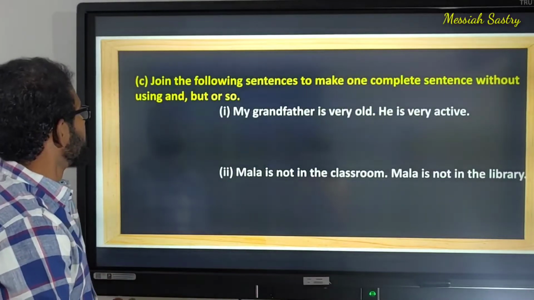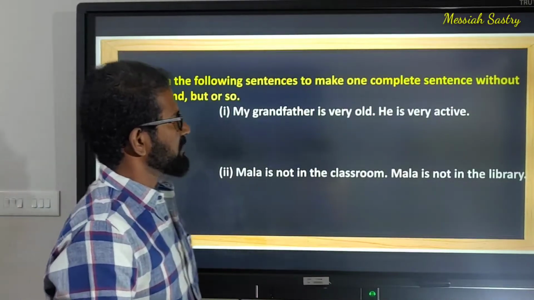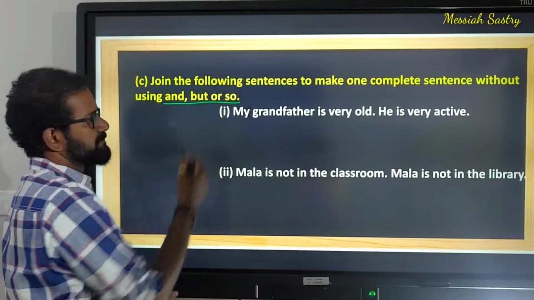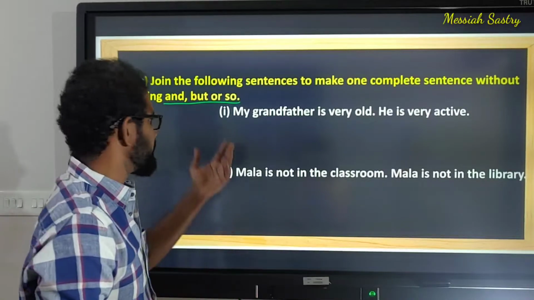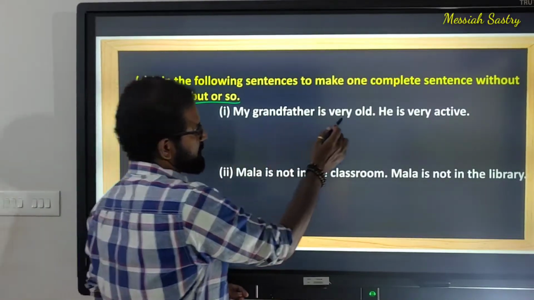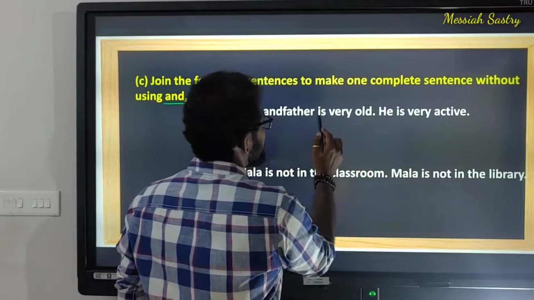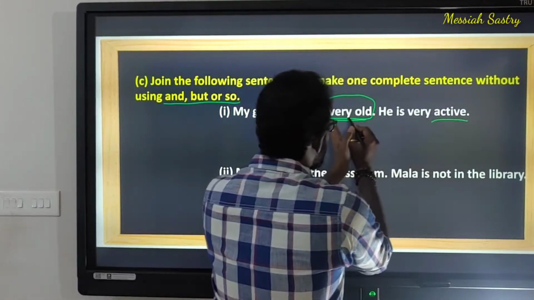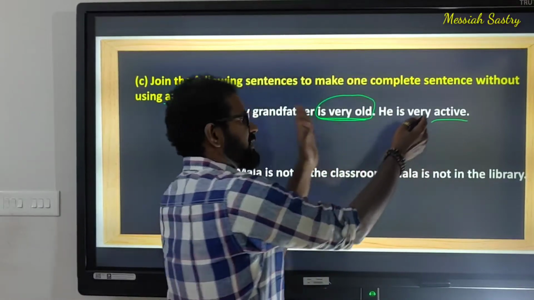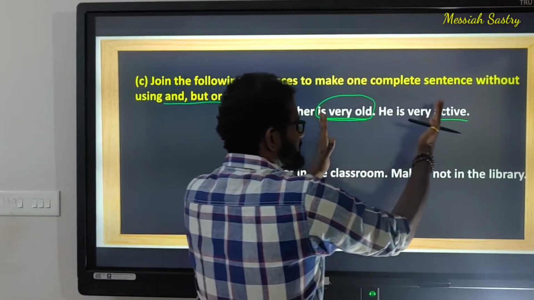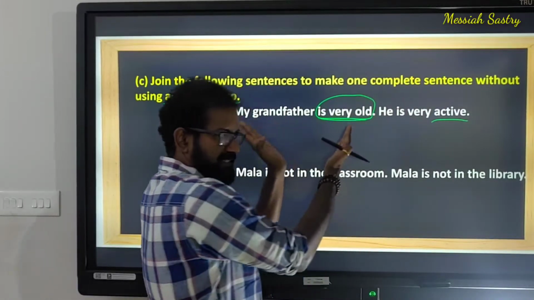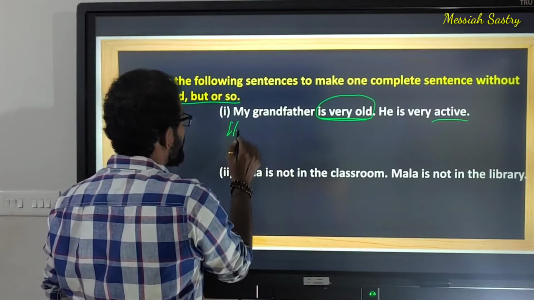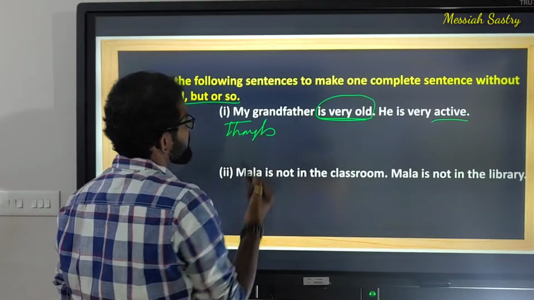Join the following sentences to make one complete sentence without using and, but, or so. Let us see now, first one. My grandfather is very old. He is very active. Normally, old should not be active, but here active, which means the second sentence contrasts with the first sentence. So if it is a contrast, then we are supposed to use though, although, or even though.